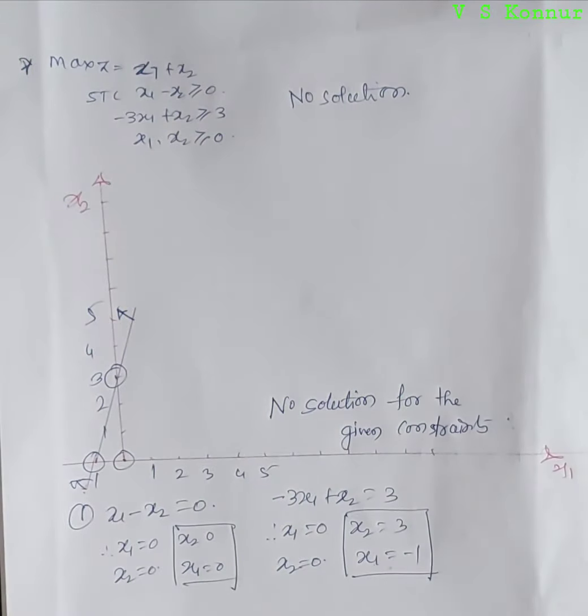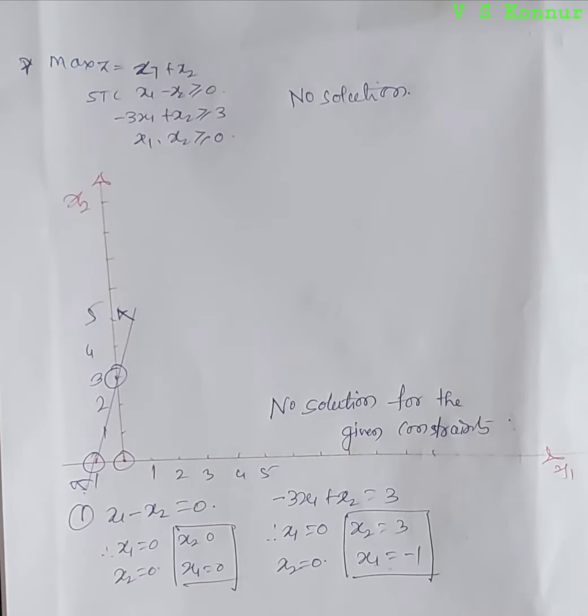So these are different types of problems. It may be unbounded, inconsistent, no solution, infeasible region, like that. There are many other problems you will get in this type of graphical method.